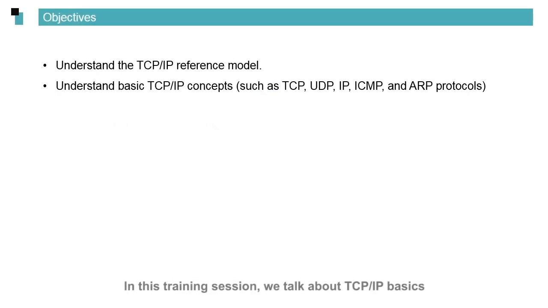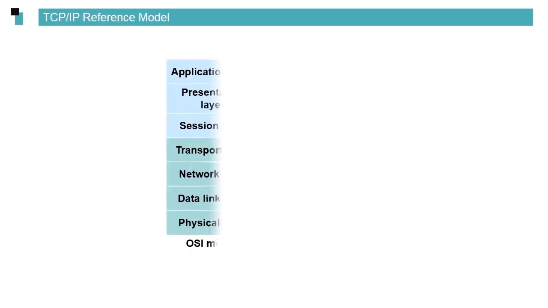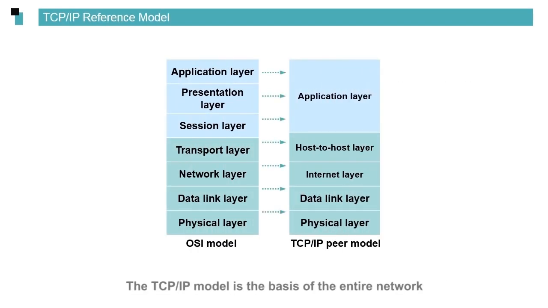In this training session, we talk about TCP/IP basics. You will understand the data exchange process, understand the TCP/IP reference model and its basic concepts. The TCP/IP model is the basis of the entire network. This model was proposed earlier than the 7-layer OSI reference model. As shown in the figure, the TCP/IP and OSI reference models correspond to each other.